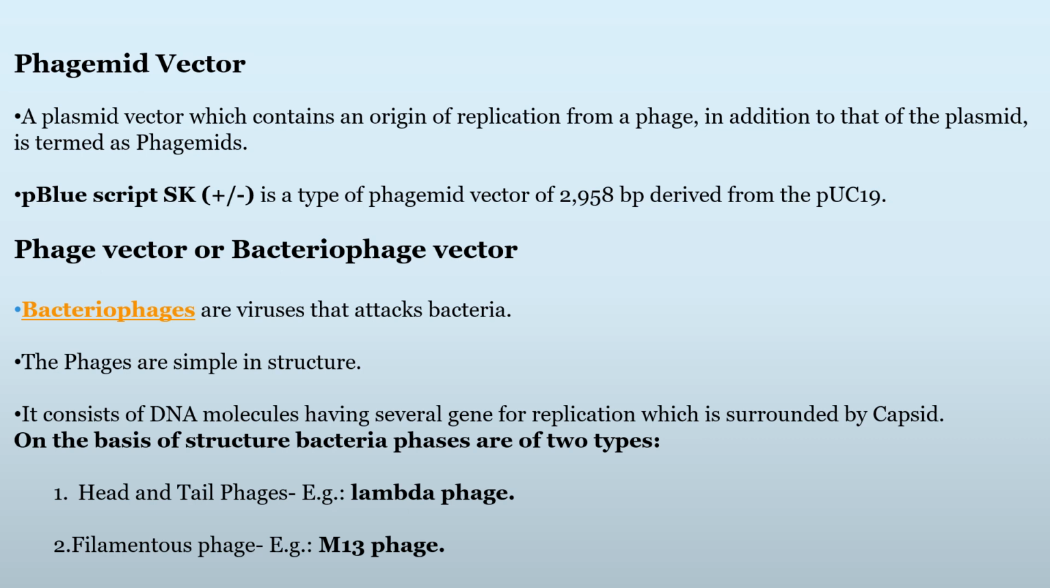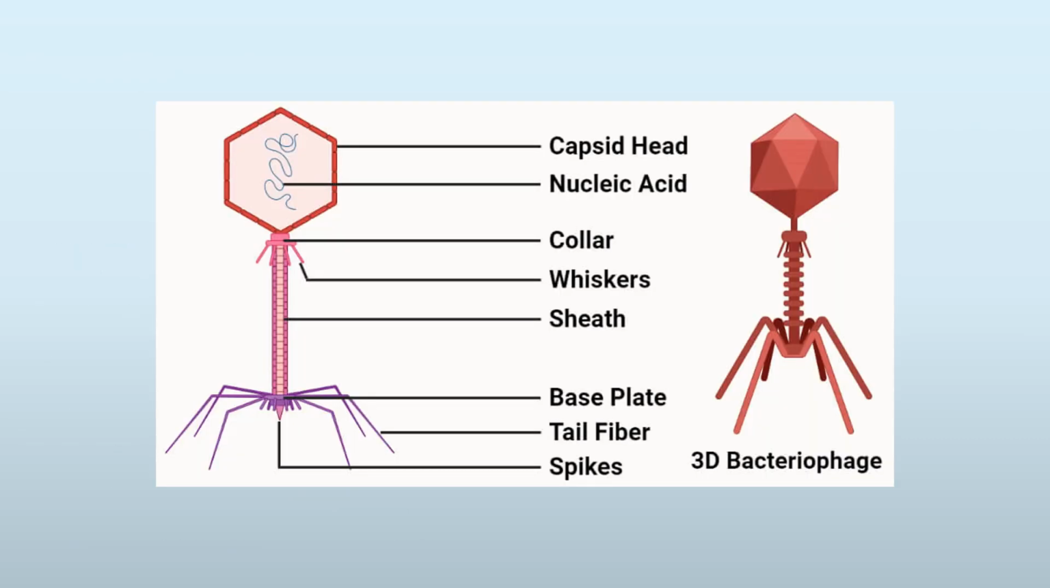Phage vector or bacteriophage vector. Bacteriophages are viruses that attack bacteria. The phages are simple in structure. They consist of DNA molecules having several genes for replication, which is surrounded by a capsid. On the basis of structure, bacteriophages are of two types: head and tail phages, example lambda phage; and filamentous phage, example M13 phage. This is a diagram of a bacteriophage, which consists of capsid head, nucleic acid, collar, whiskers, sheath, base plate, tail fiber, and spikes.